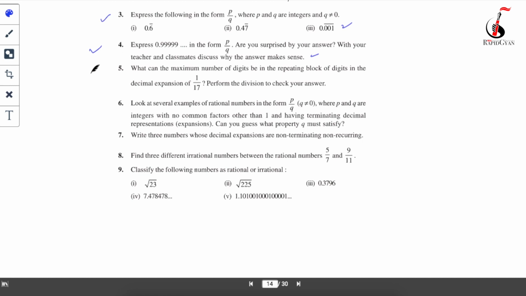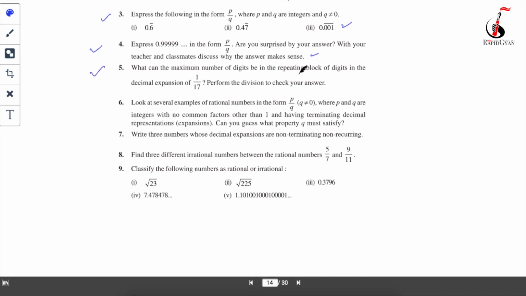So here is your next question. What can be the maximum number of digits in the repeating block of digits in the decimal expansion of 1 by 17? Perform the division to check your answer. Okay, let's solve this question.